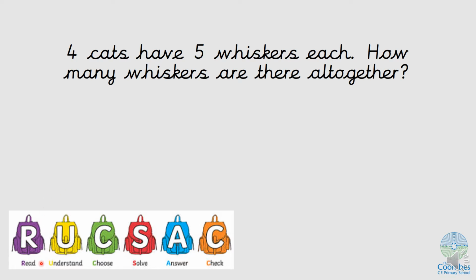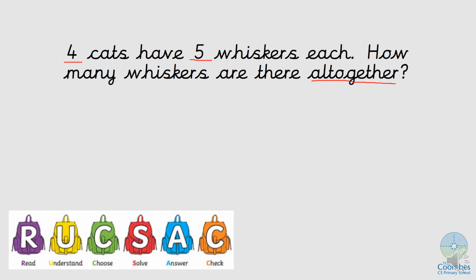Here is our first word problem. It says, 4 cats have 5 whiskers each. How many whiskers are there altogether? So the first bit I've done already. I have read the question. Next part of Rucksack says to understand, and this is where I would underline the important information. So the important information is that there are 4 cats with 5 whiskers, and we want to find out how many there are all together.